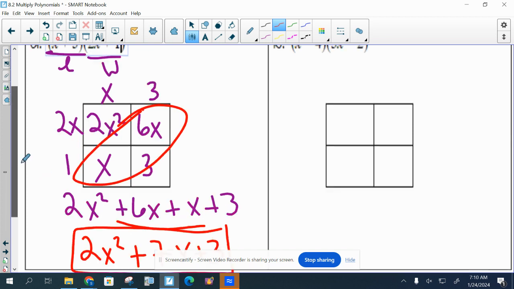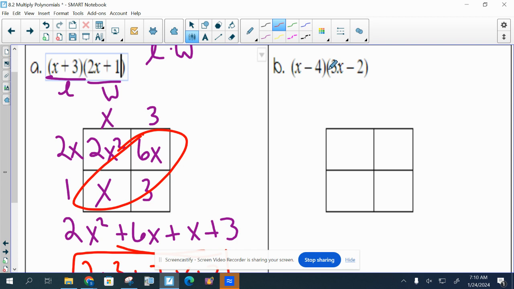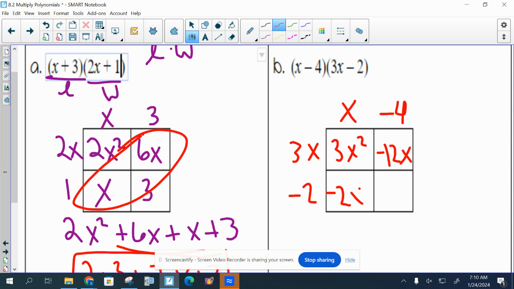Okay, let's do the next one. So this has minus signs in it, so I put the x in the first column and the negative 4 in the second column. So every time I do this, I need to multiply it by negative 4. And then we'll put the 3x in the first row and the negative 2 in the second row. Then I'm going to find the product of each box. So this would be 3x squared. This box would be minus 12x. This box would be minus 2x, and this box would be 8.